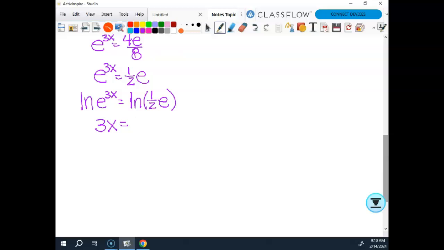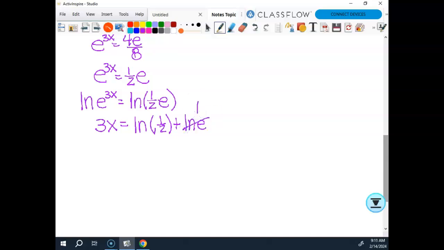Exactly. Very good. So the natural log of 1/2 plus the natural log of e. Product rule, right? You can split it into 2 that are being added. All right, and then what's the natural log of e? 1. So I'm just going to mark that out and put a 1 there.